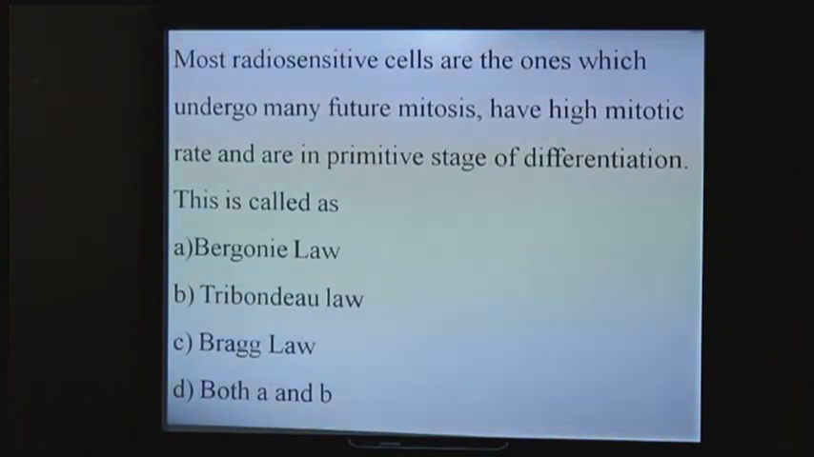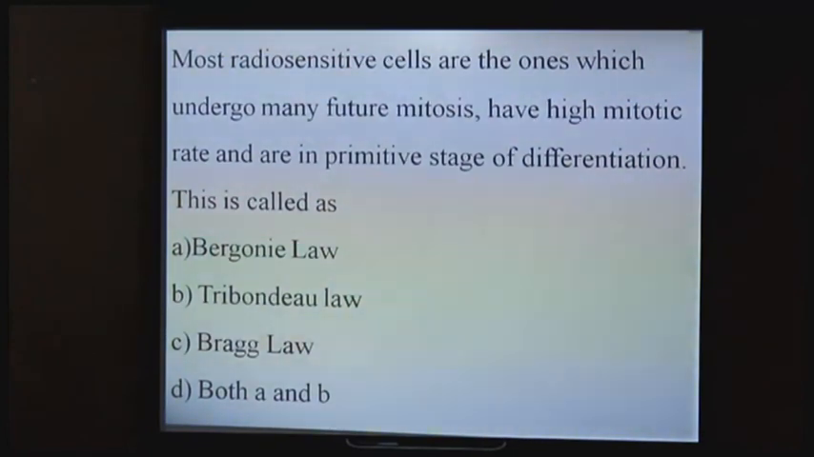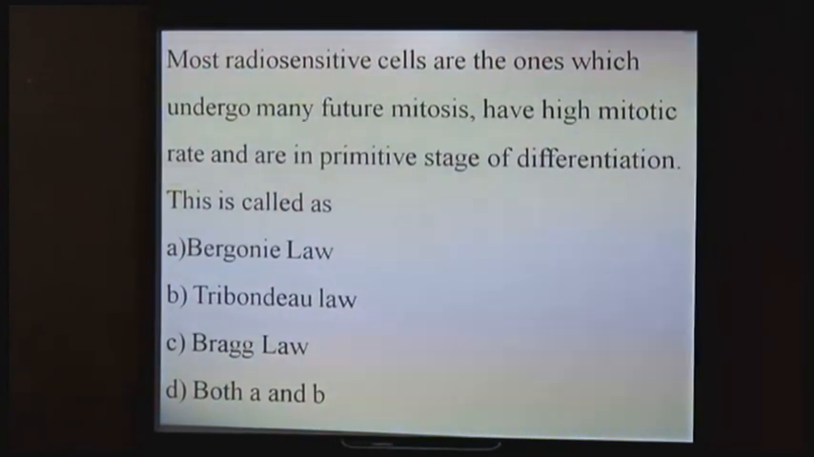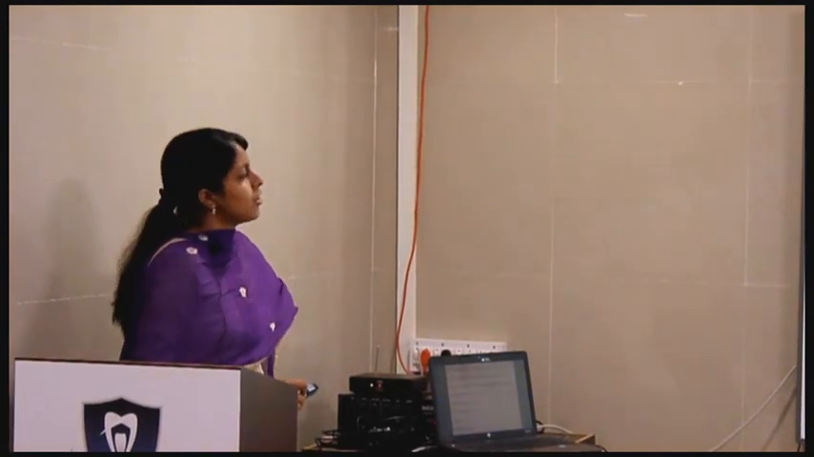The most radiosensitive cells are the ones which undergo many future mitoses, have a high mitotic rate and are in a primitive stage of differentiation. This is called as, this is what I told you in a few slides before, Bergonie and Tribondeau law. Both mean the same.